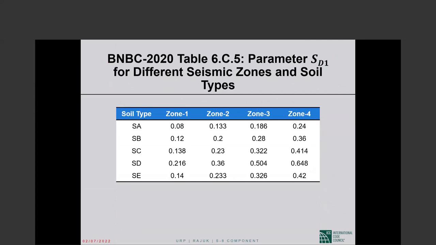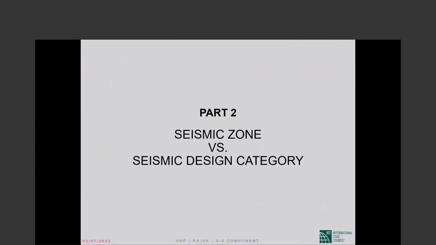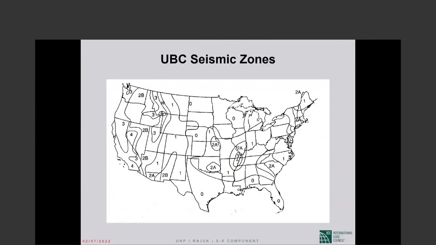Okay. Now, we go into part 2, a slightly different topic, seismic zone versus seismic design category. Seismic zones were in the Uniform Building Code, and that is the last time in the US that we have used seismic zones. All the editions of the IBC have been based on seismic design categories, not zones.